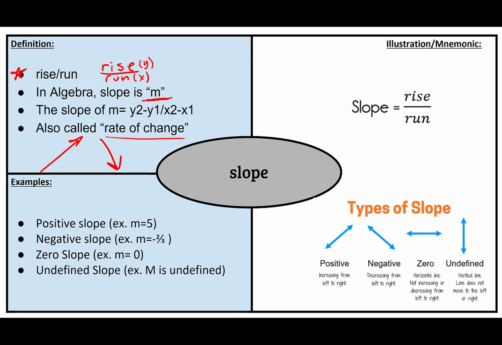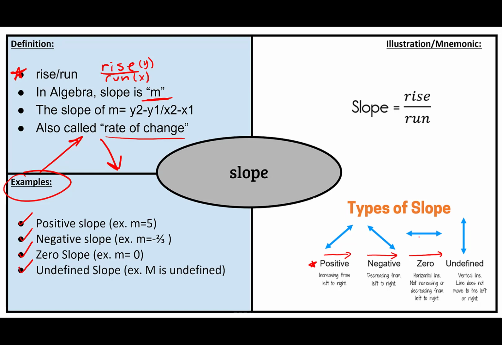Examples of slope. We can have positive slope, negative slope, zero slope, or an undefined slope. We can see those examples visually here. A positive slope increases from left to right. As we move left to right, the line goes up. A negative slope, as we move left to right, the line goes down. And zero slope is a horizontal line. It is not increasing or decreasing as we move from left to right. So you can see that that line above is just moving in a straight line left to right.